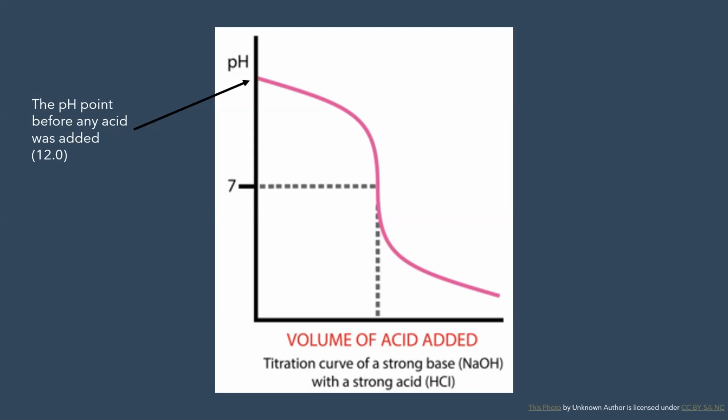So here's where we would expect the pH value we calculated to be located on the titration graph.